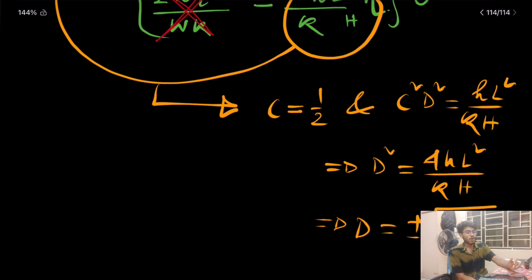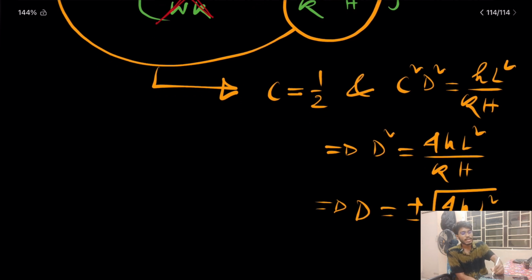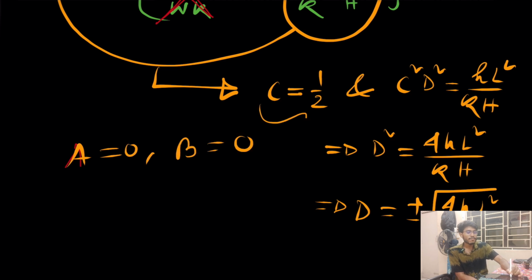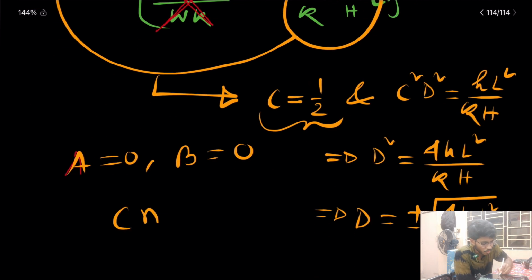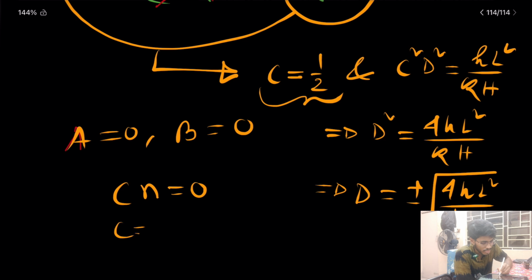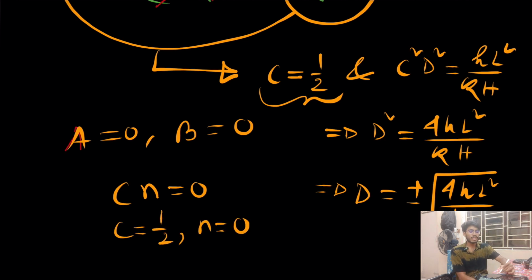That means I have got all the values: A is equal to 0, B is equal to 0, C is half. Now what about N? I have my C into N equal to 0 and my C is half, that means my N is equal to 0. So A is equal to 0, B is equal to 0, C is equal to half, N is equal to 0. I think 1 hour has passed, so I have to complete it soon.